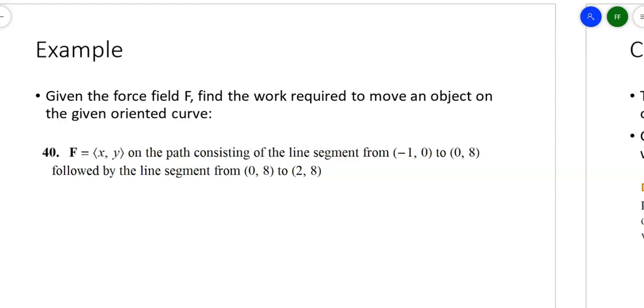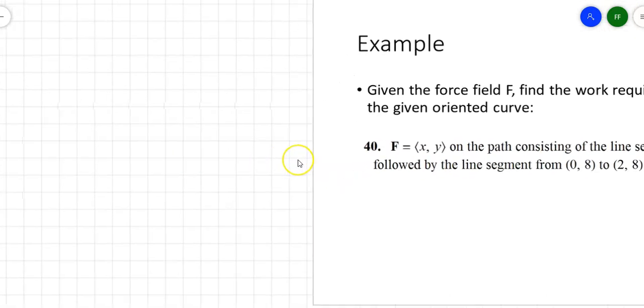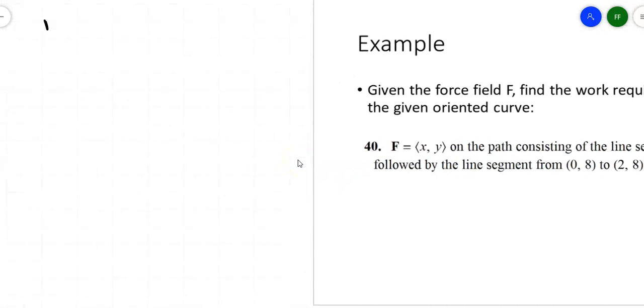So one of the line segments goes from (-1, 0) to (0, 8), and then the second part goes from (0, 8) to (2, 8). So the second part keeps the y's the same and changes the x's, so it's a horizontal line segment. All right, what are our formulas that we have? Well, we know what the force of the vector field is. The vector field is xy. What we need is r of t, which is a line segment that we don't have.